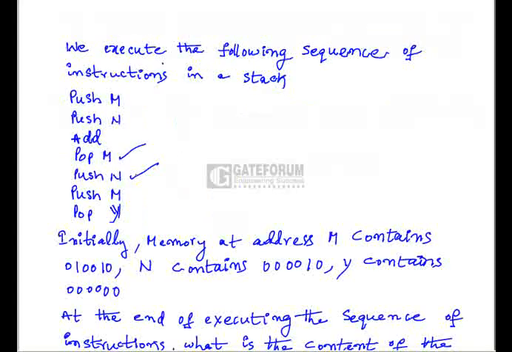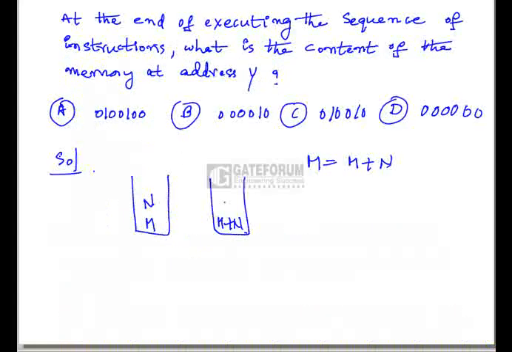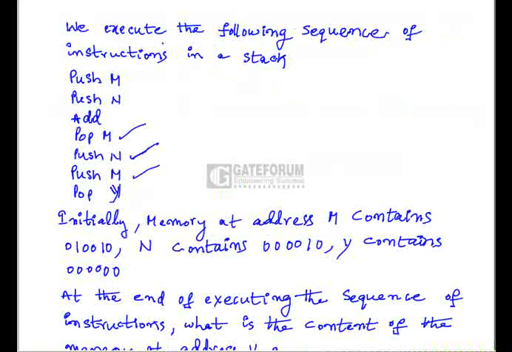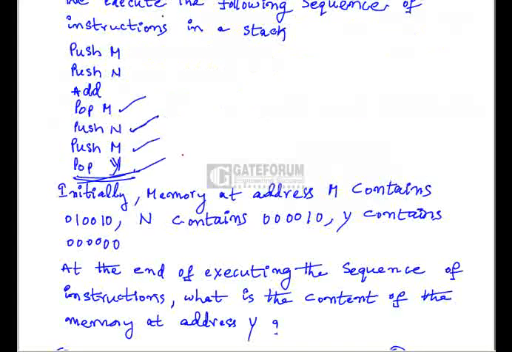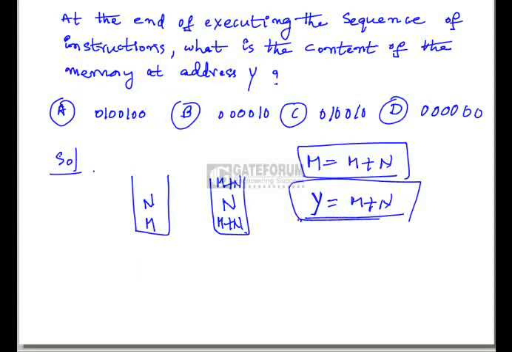Again push N. The N value also we are going to push, so that onto M plus N, the N value is pushed. Always it will push onto the top of the stack. Again push M. M means this M plus N. Already M is updated as M plus N, so that M plus N will be pushed. Again pop Y. So Y contains M plus N, because the top element only will be popped onto Y. That is, the pop operation operand indicated is Y. So Y is equal to M plus N finally.